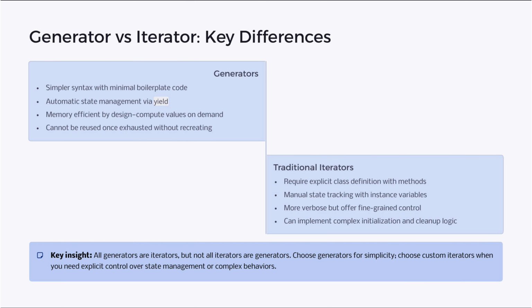Generators offer a simpler syntax with minimal boilerplate, managing state automatically via yield, and are memory efficient by computing values on demand. However, they cannot be reused once exhausted. Traditional iterators require explicit class definitions and manual state tracking, offering more control and the ability to implement complex logic. Generators are iterators, but not vice versa.